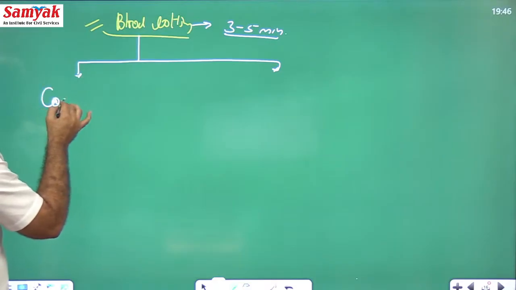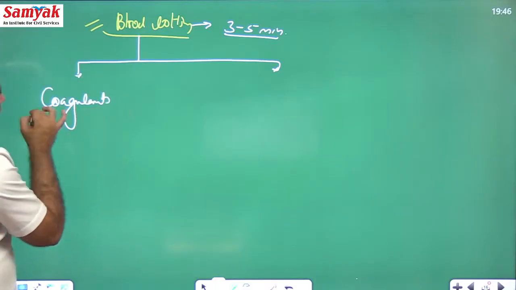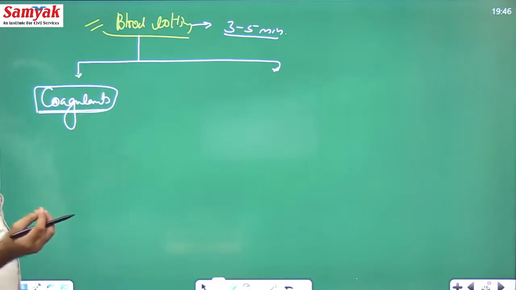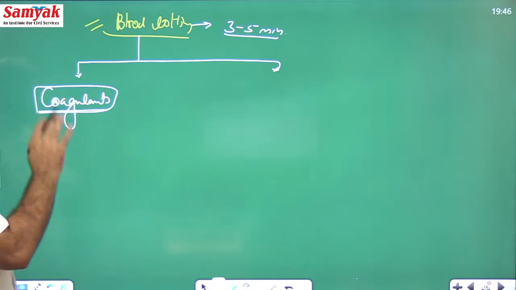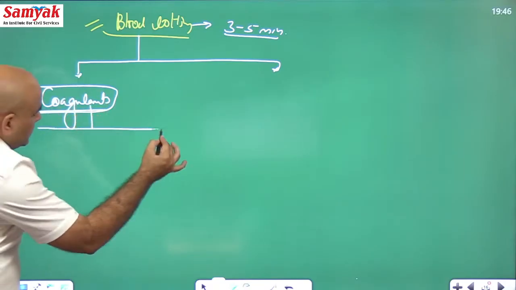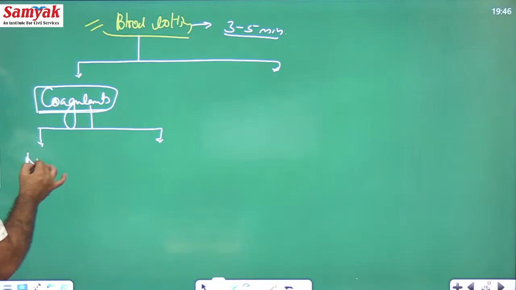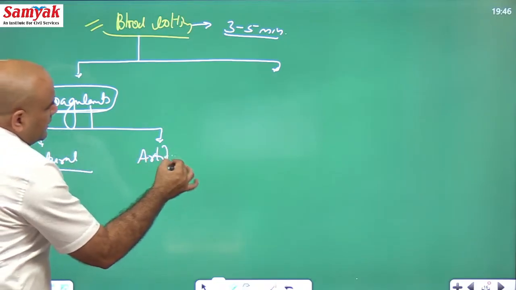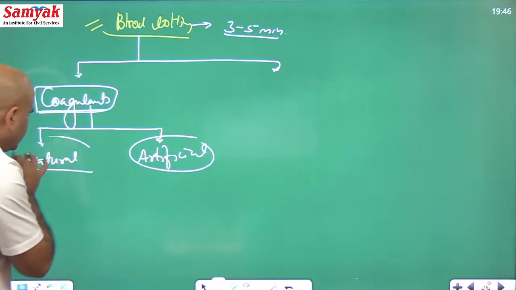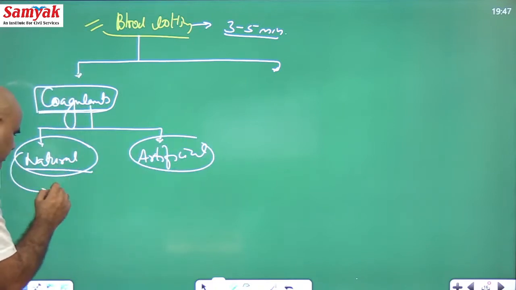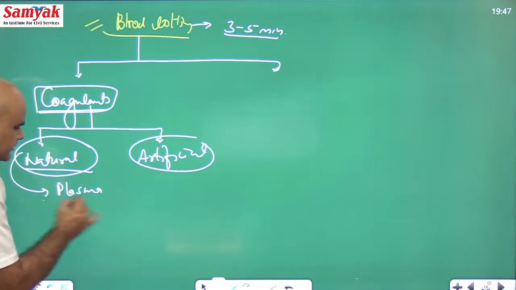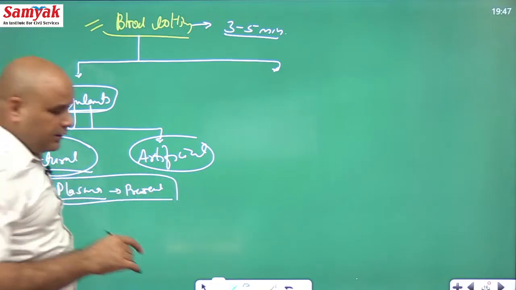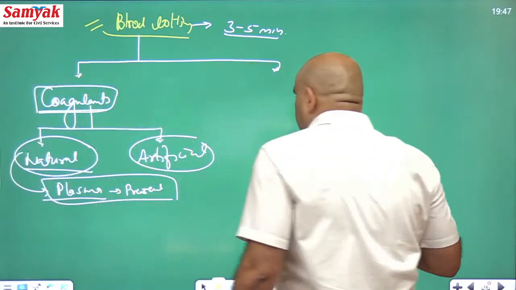In blood clotting, one thing is coagulants. Coagulants are the compounds or components of blood which are responsible for blood clotting initiation. Coagulants can be divided into two parts: natural coagulants and artificial ones. Whenever you are talking about natural blood coagulants, always remember they are present in plasma. Plasma is not a blood coagulant, but they are present in plasma. So plasma is provided with the blood clotting factors.